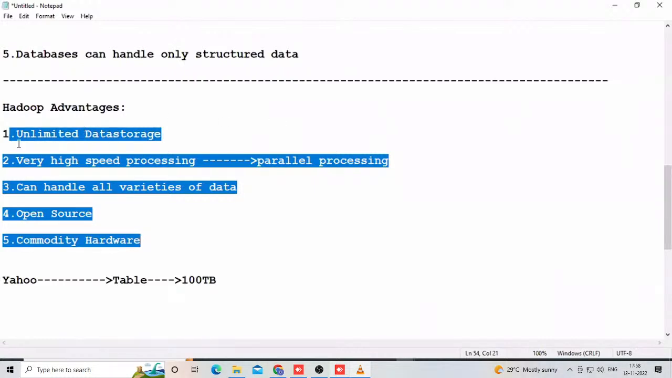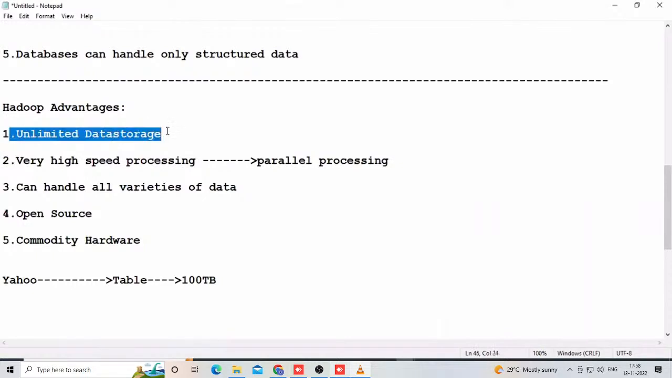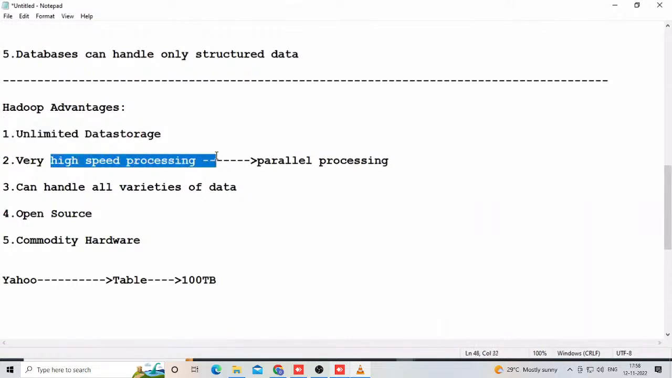Why only Hadoop can go with unlimited data storage? Why not databases? Why does Hadoop have very high speed processing? I was giving an example: Yahoo took a table of 100 TB consisting of 1024 columns. The task was sorting.